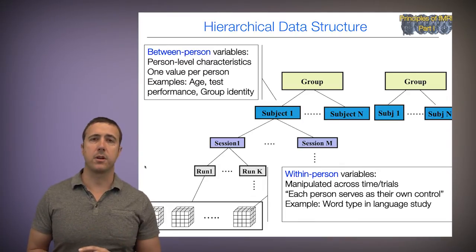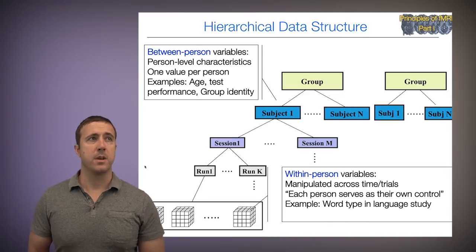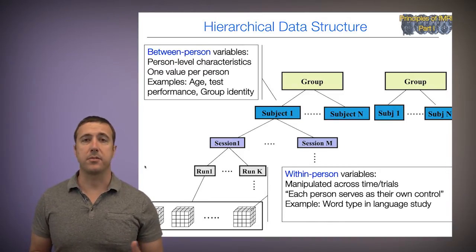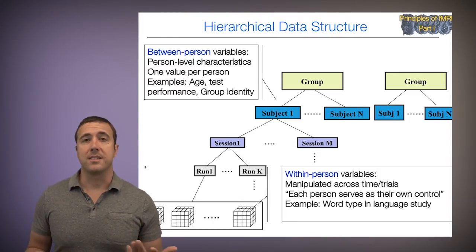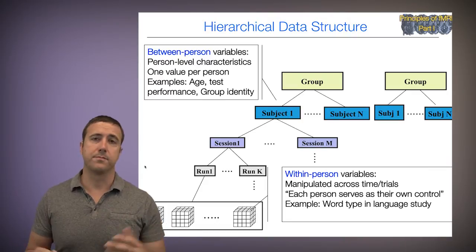The other kind of variable is called a between-person variable. And these are person-level characteristics with one value per person. So examples are age, overall test performance or IQ, maybe even group identity, like are you a patient or a control?